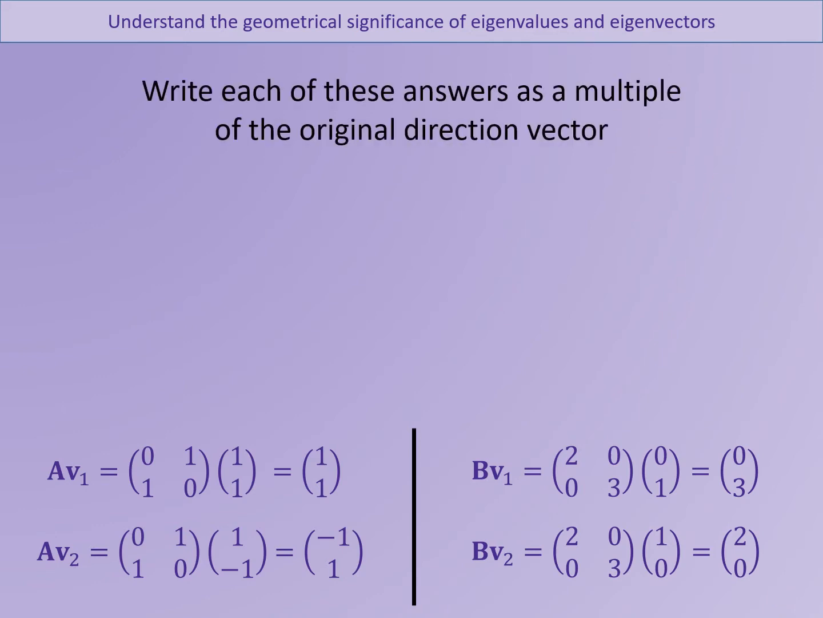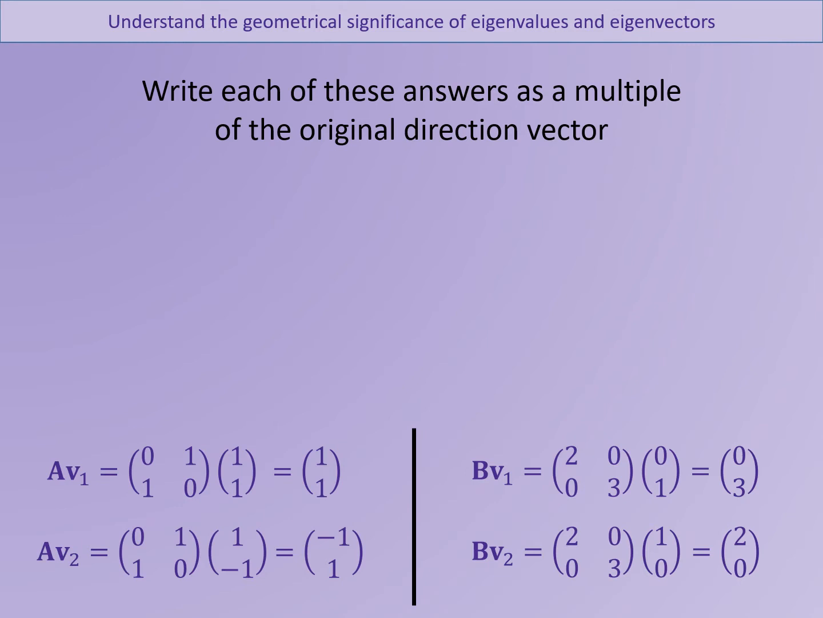Take a quick look at those and write each of the answers you got as a multiple of the original direction vector. It sounds a bit confusing. Look at the answer that you got once you did the multiplication and think about what the multiplying factor is compared to that original direction vector. I'll pause and give you a chance to do that for those 4.